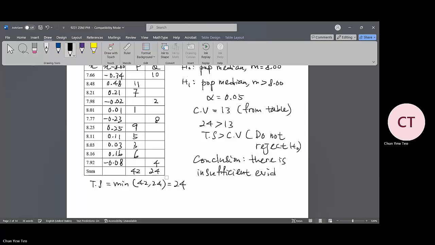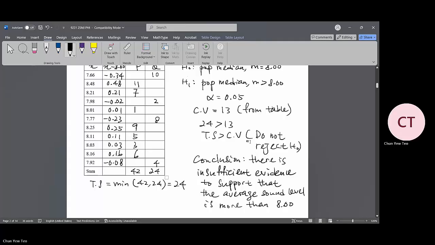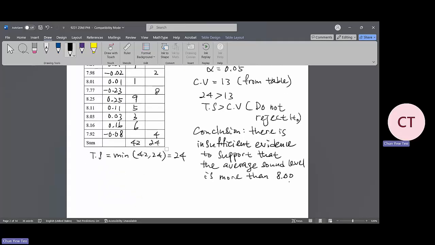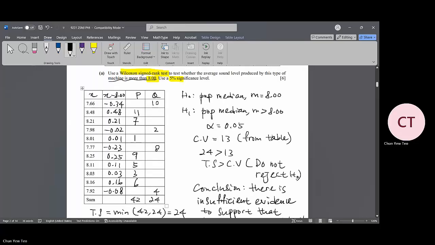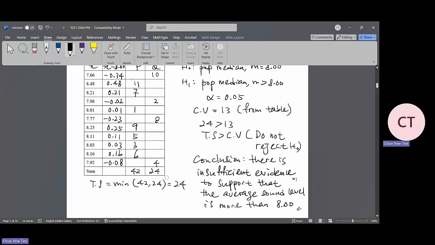Evidence to support that the average sound level is more than 8.00. Okay, so this is the answer for question number 2A.